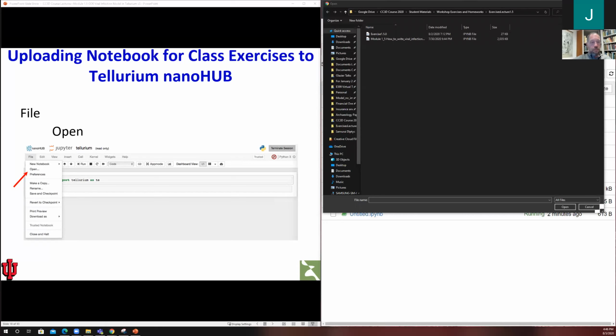So people have to first go and download the file to their local machine before you can upload it into Tellurium. Is everybody able to find this? Does anybody have trouble finding this file? It's in the Google Drive. If anybody needs help, Josh, could you post the link again to the Google Drive? Yes, 1 second.